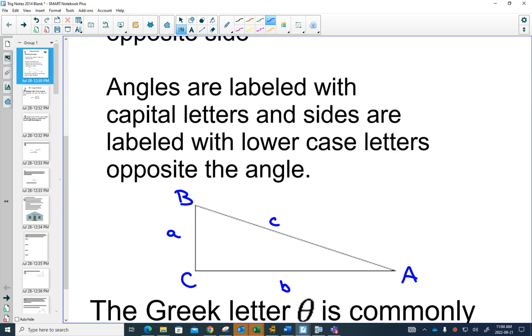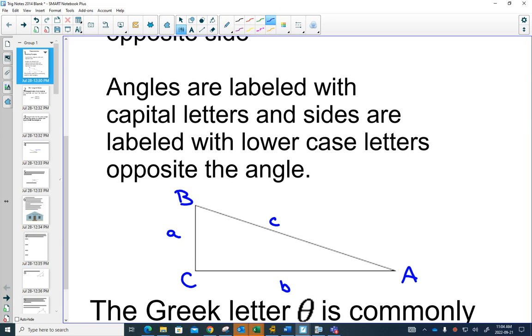And I chose A, B, and C so that in this case you could see a squared plus b squared equals c squared. But a squared plus b squared equals c squared only works when c is the hypotenuse. So in that formula, the hypotenuse is always the number by itself.